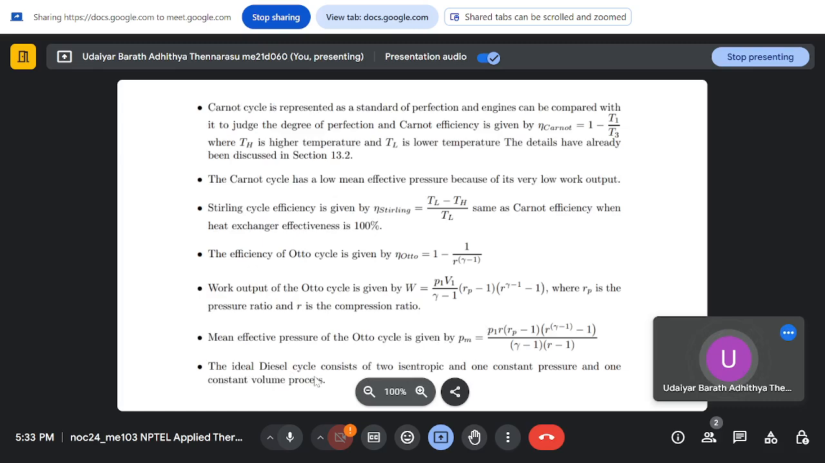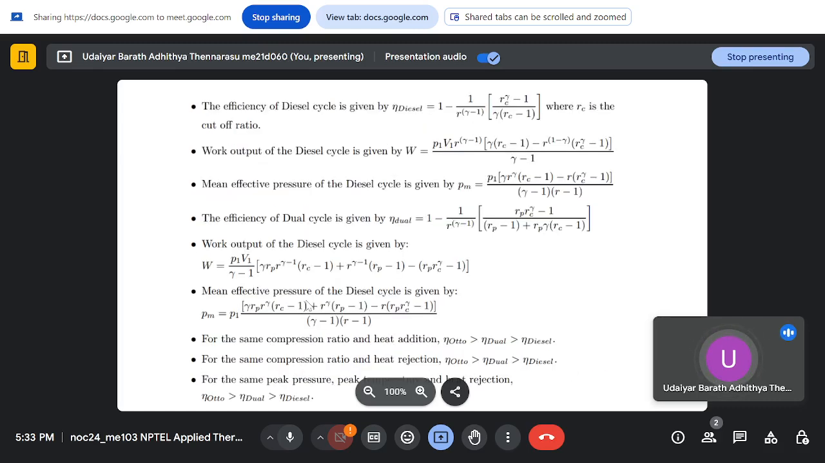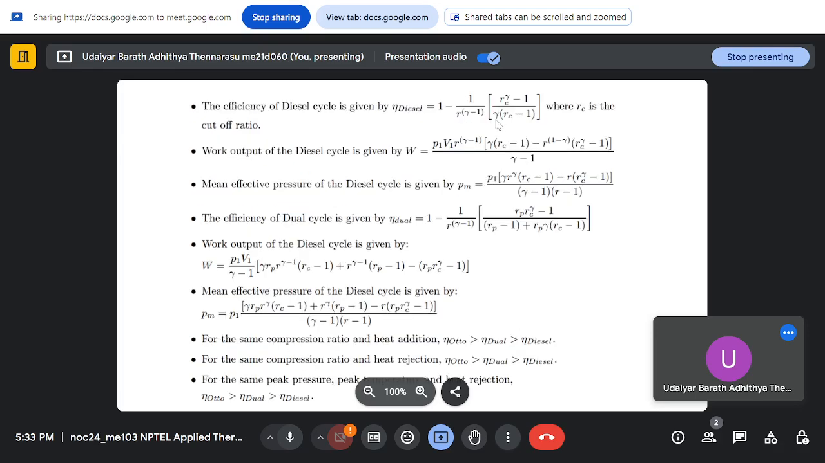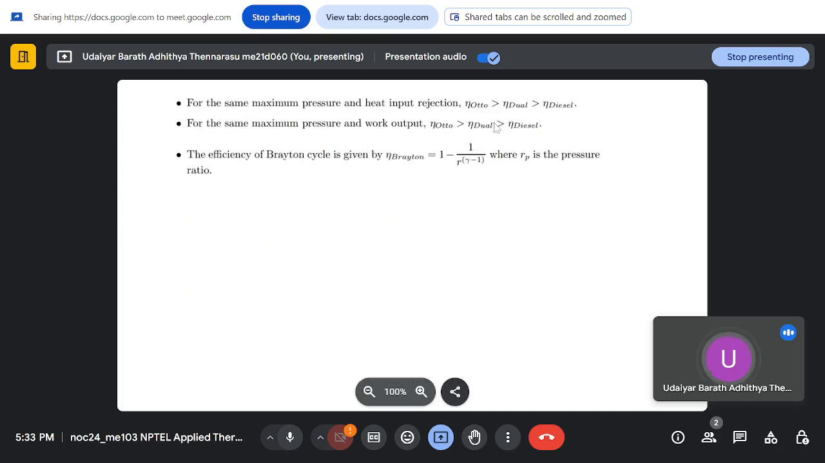So the ideal diesel cycle consists of 2 isentropes and 1 constant pressure and 1 constant volume process. And similarly, this is how the efficiency and mean effective pressure look. And similarly for dual cycle. So for same compression ratio and heat addition, your Otto cycle will have highest efficiency and the least will be diesel. And if you have same peak pressure or the maximum pressure, in that case diesel will have higher efficiency. So here there is some mistake. So diesel will have higher efficiency when you have same maximum pressure.